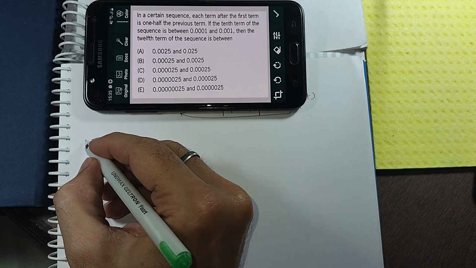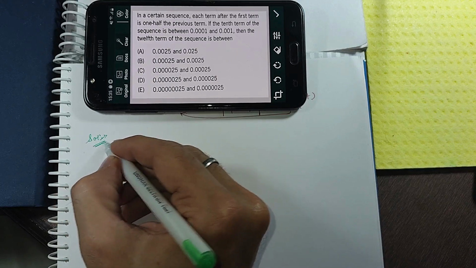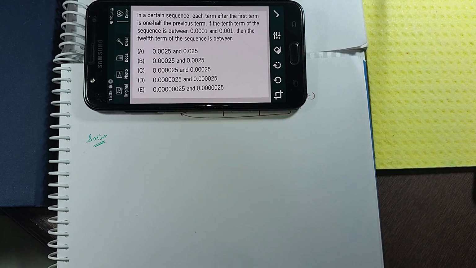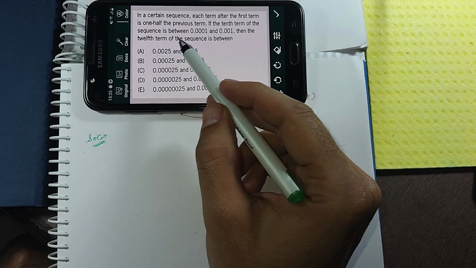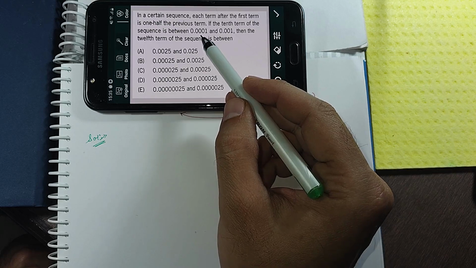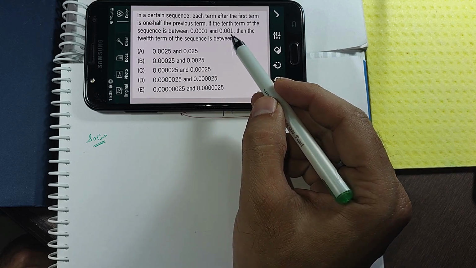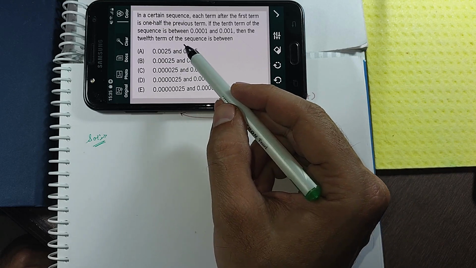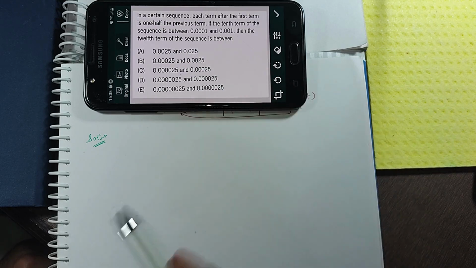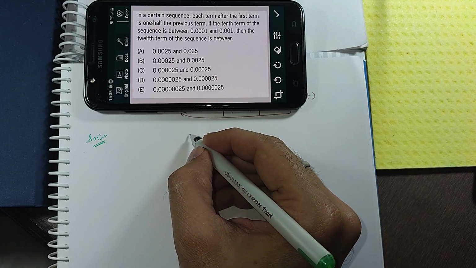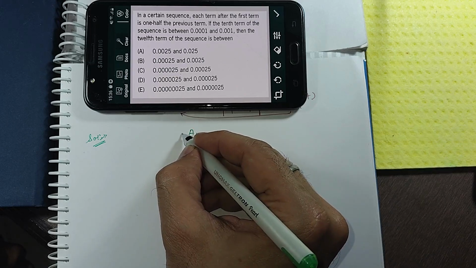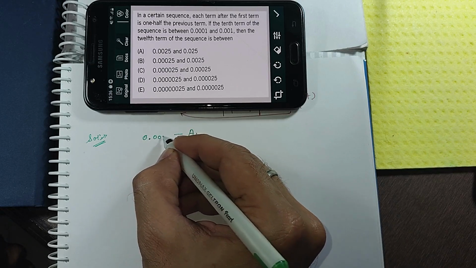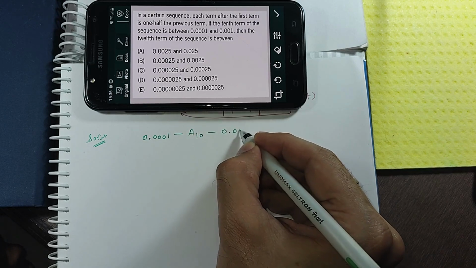In a certain sequence, each term after the first term is one half the previous term. So basically he is talking of a sequence. If the 10th term of the sequence is between 0.0001 and 0.001, then the 12th term of the sequence is in between. Now he has given us that the 10th term, let us suppose the 10th term is A10, is in between 0.0001 and 0.001.